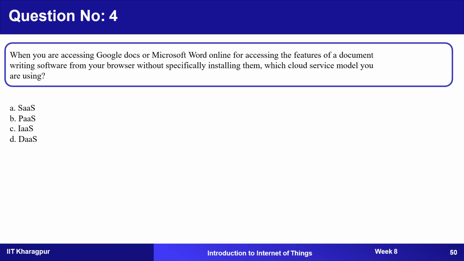Next question, that is question number 4: when you are accessing Google Docs or Microsoft Word online, for accessing the features of a document writing software from your browser without specifically installing them, which cloud service model are you using? Options are software as a service, platform as a service, infrastructure as a service, database as a service.